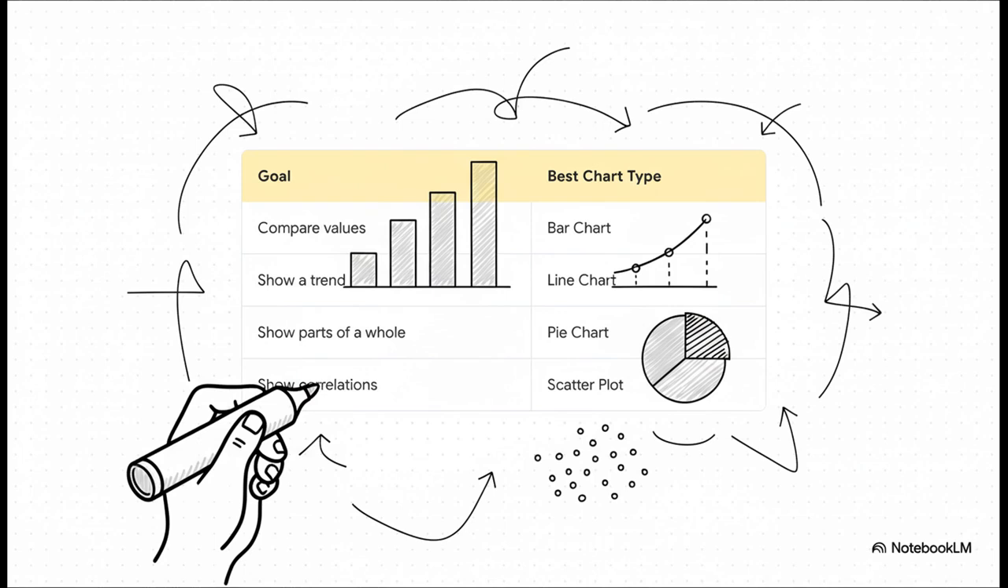A huge part of being responsible is simply choosing the right tool for the job. This table here is a great starting point. If your goal is to compare values, use a bar chart. If it's to show a trend, use a line chart. Matching your goal to the right visual is just fundamental to clear communication.